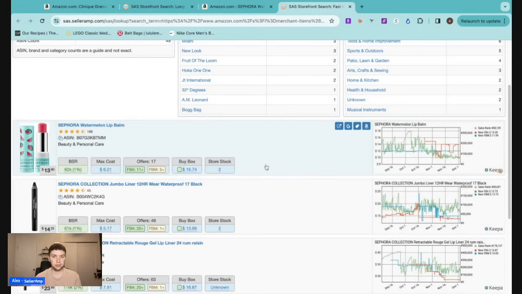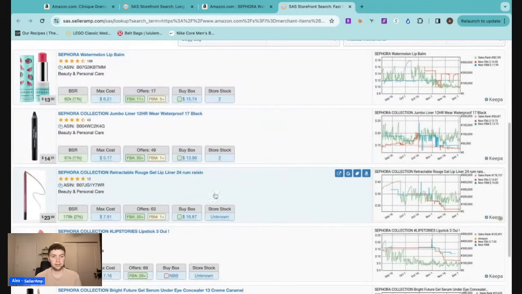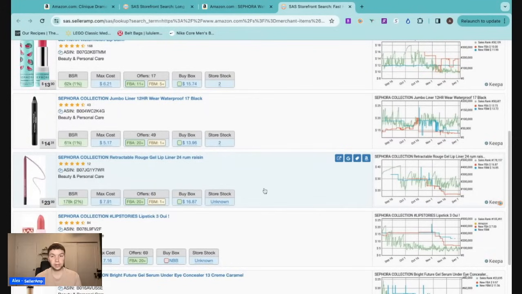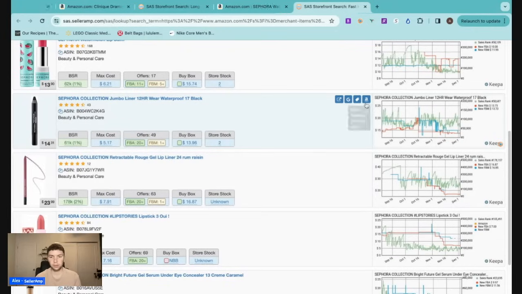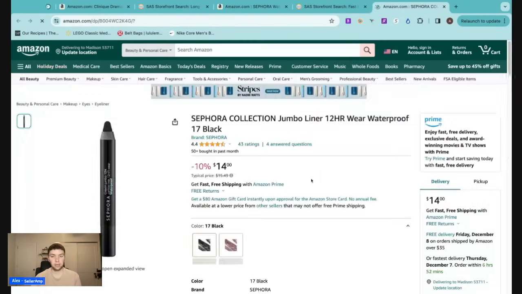and that's how we're going to look for these products here. So we can see the same listing that we were on, and then we can now do analysis on some of these other products. So let's quickly review some of these products here. We have a jumbo liner. We can see $5 max cost. Quite a few sellers on the listing, but the price looks pretty steady over the last 3 months. So let's open this one in Amazon and see if we can find this profitably on a website.